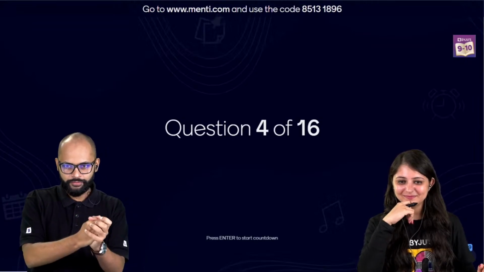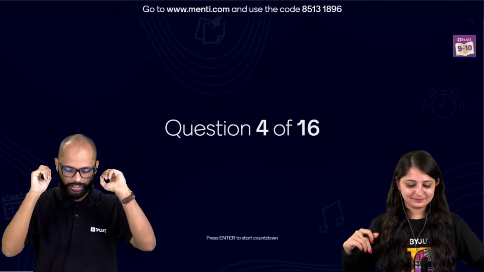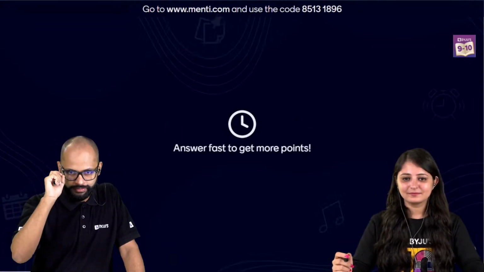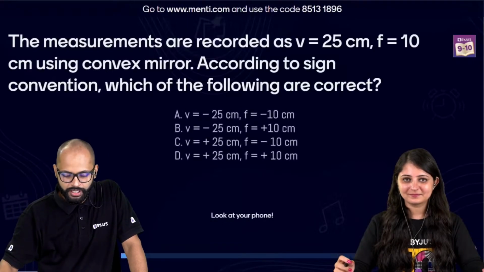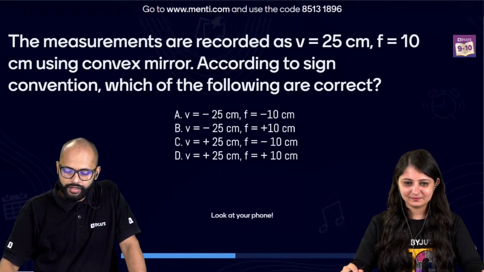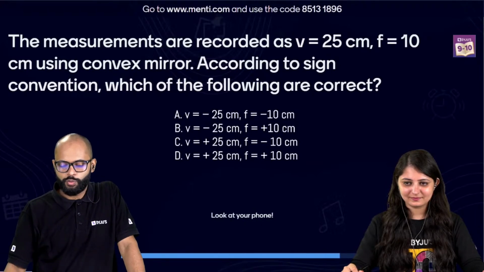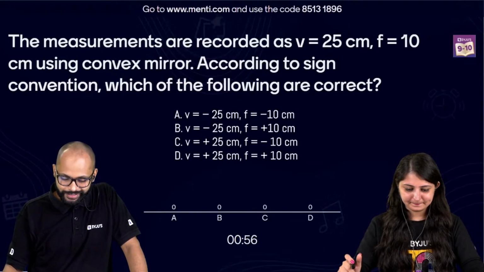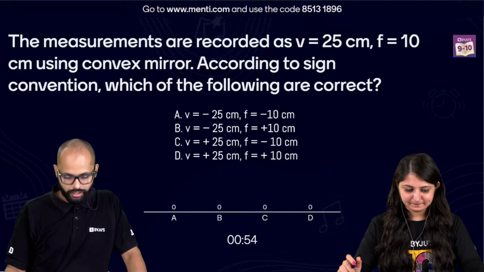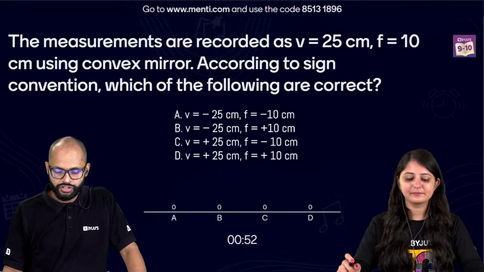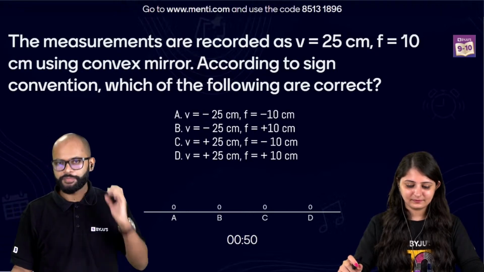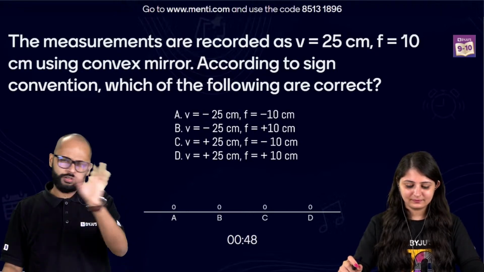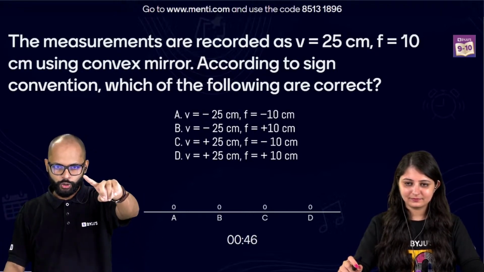Let's see. Physics question, come on your screen, people. Don't worry about anything else, just answer the question. The measurements are recorded as V equals 25 centimeters, F equals 10 centimeter using a convex mirror. Now, according to sign convention, which of the following are correct? I won't focus on any word because I am hoping that you would do it.